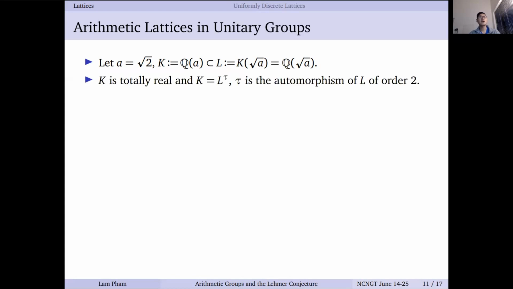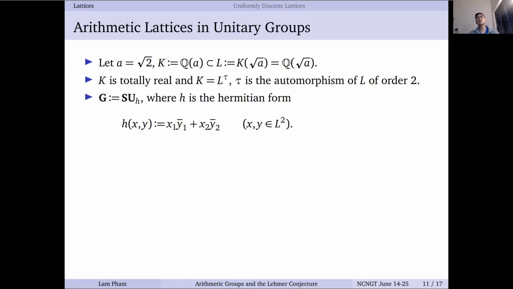So let me go now to my second example, which is the more important one in the context of unitary groups. So similarly to before, I will work with some number fields. Let me put A to be square root 2, K to be Q(square root 2), and then L to be Q(fourth root of 2). So I have the extension L over K. So observe that K is totally real, right? And that actually it is the fixed field of L for the automorphism of order 2.